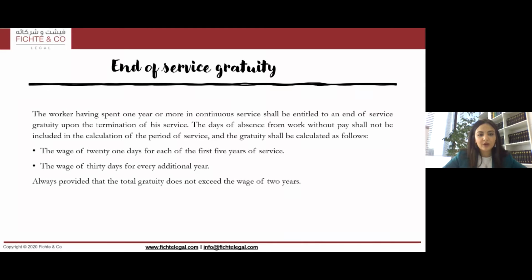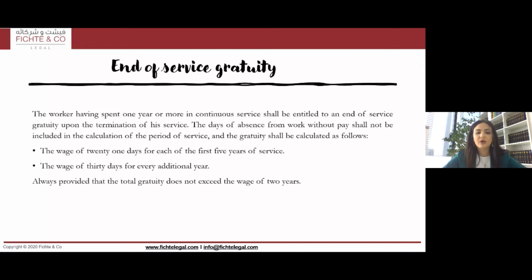If the employer works for the first 5 years, from 1st to 5 years, the employer is entitled to the wage of 21 days, and after the 5 years, for every additional year, the employer is entitled to the wage of 30 days. However, the case is different for limited and unlimited contracts when employer terminates it.